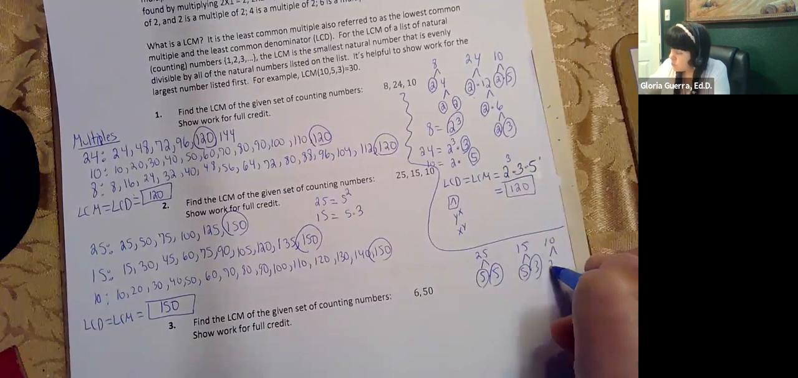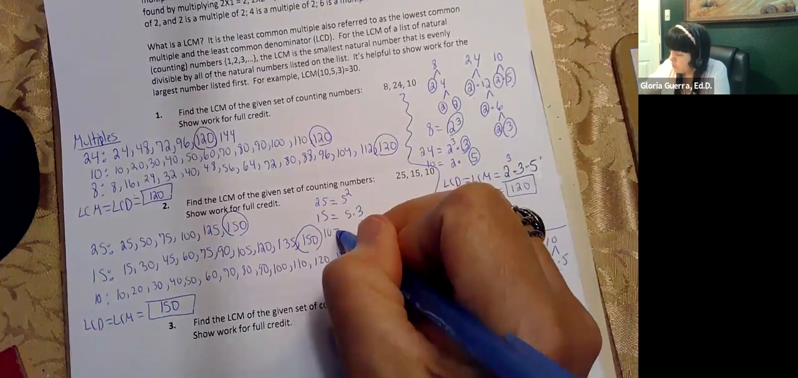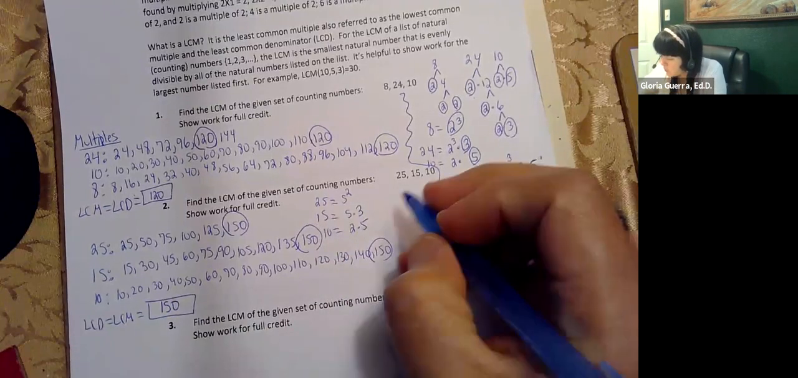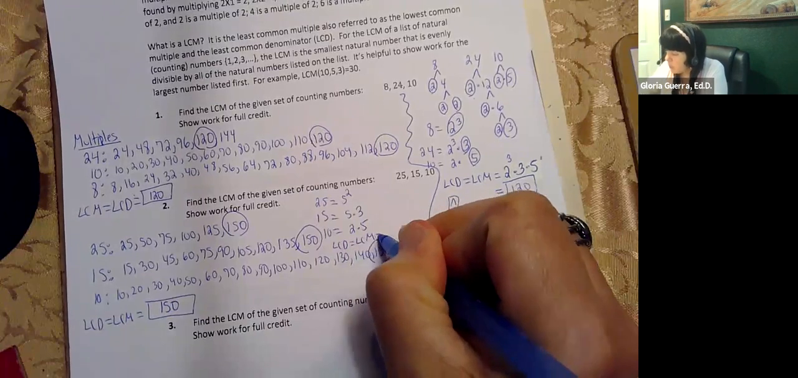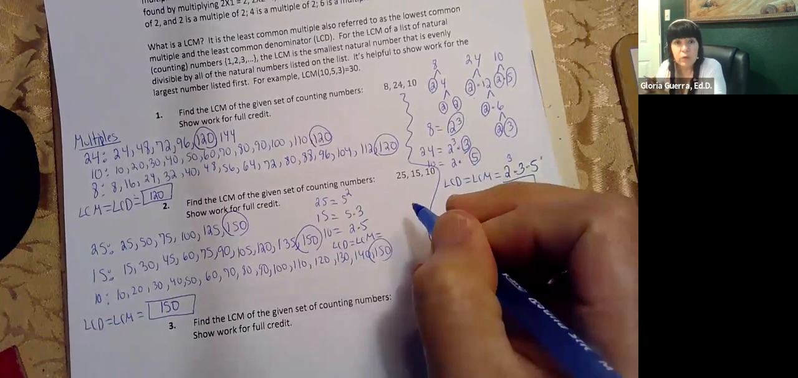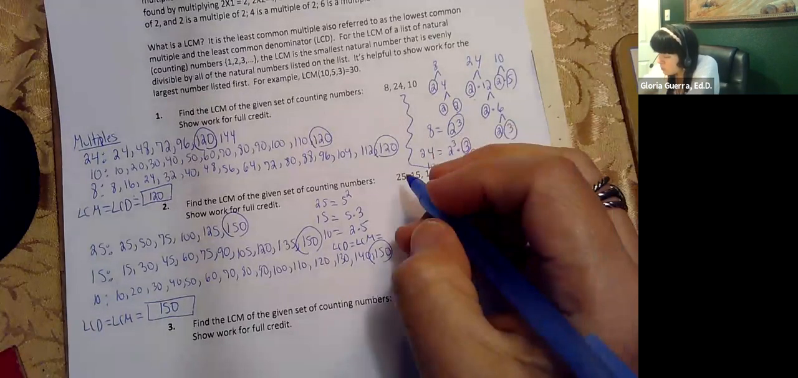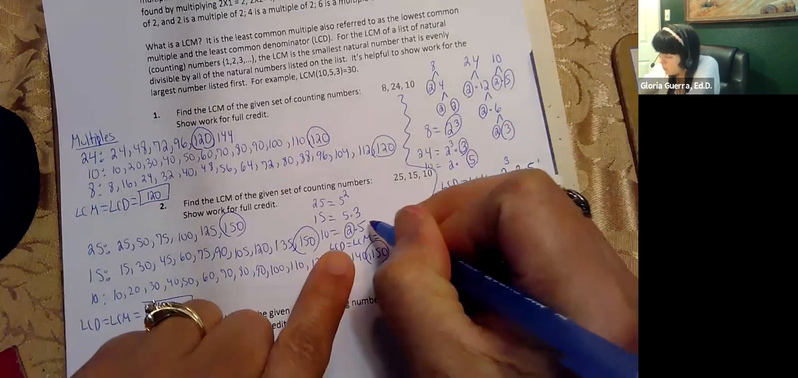Ten is 2 times 5. Okay. So the LCD, which is the LCM, is equal to... So you're going to be working with fives and threes and twos. So you've got a circle of 2 there, and a circle of 3 there.